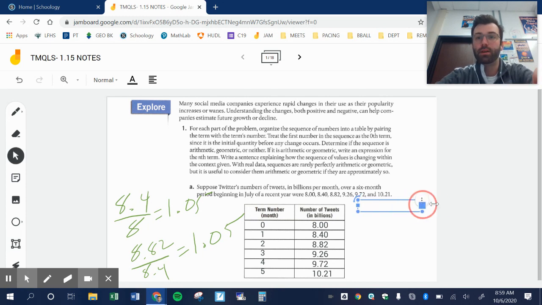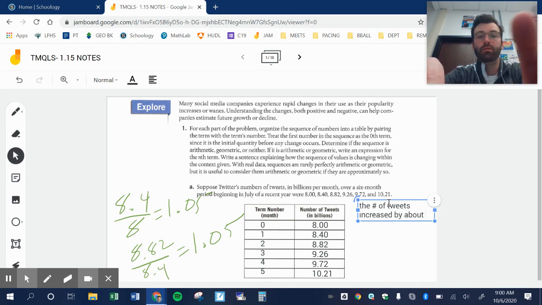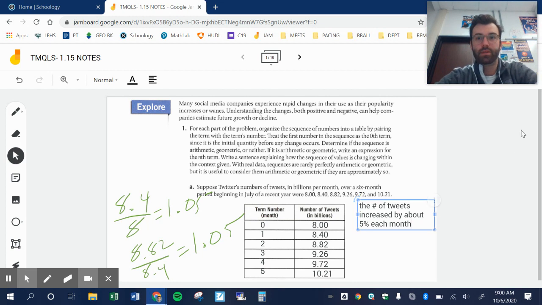So I'm going to write that down. Number of tweets increased by about 5% each month. Whether the sequence is arithmetic, geometric, or neither: technically, since there's not a common difference, this would be a geometric sequence.